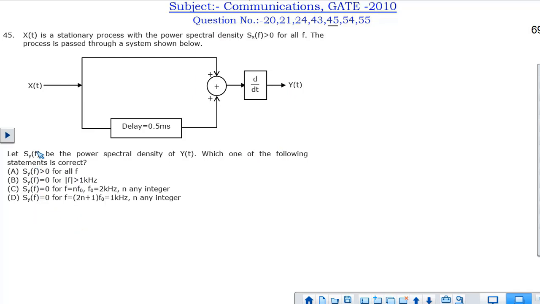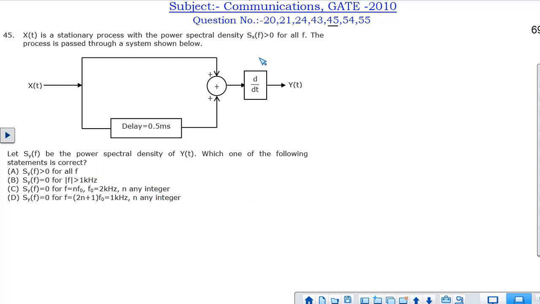If you see in the options, it is asking about the information about the output power spectral density, that is at what frequency it is becoming 0, if it is becoming 0, or else whether it is non-zero for all frequency f, that we have to see which one is correct.